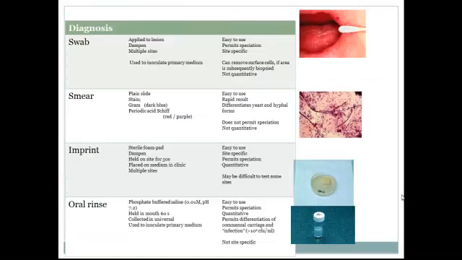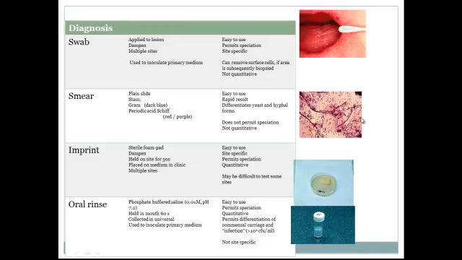So in the clinical situation, once we have done the history and examination, sometimes special tests are required to come to a definitive diagnosis. And in this slide, we're looking at swab, smear, imprint, and oral rinse. A swab is where you take a sterile cotton bud and apply it to the area of the lesion to get the surface cells. It's easy to use and site specific, but it's not quantitative.